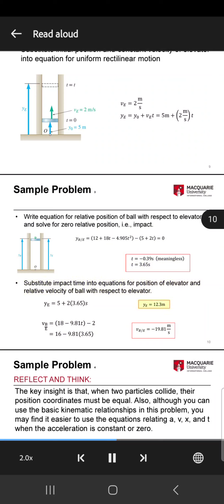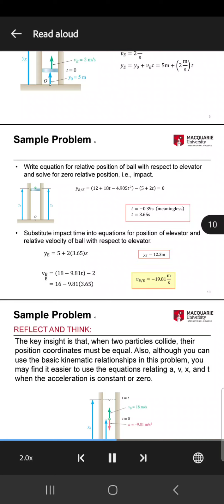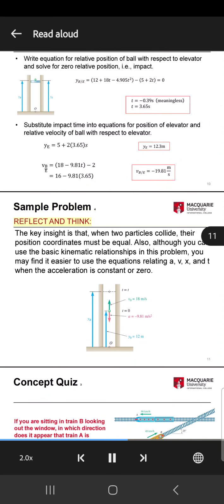When the ball hits the elevator, their positions are equal. Y_E equals 12.3 meters. V_B/E equals minus 19.81 m/s. Rectangle. V_B/E equals minus 19.81 m/s. Sample problem 4. Reflect and think.